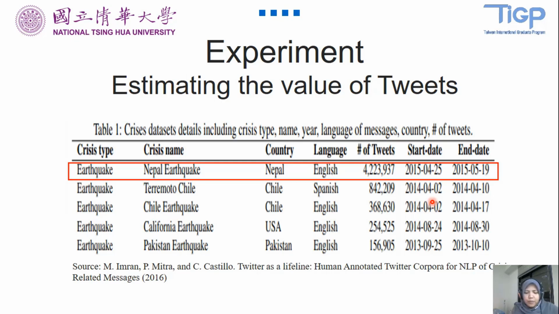And after that, they use a small tweet dataset from prior research. I tried to find the source, which is from Imran and Mitra. This dataset was made by Imran and Mitra in a paper called Twitter as a Lifeline: Human-annotated Twitter Corpora for NLP of Crisis-related Messages. They use only the Nepal earthquake because the number of tweets is very large, about 4 million tweets, in English, and this earthquake happened in Nepal.